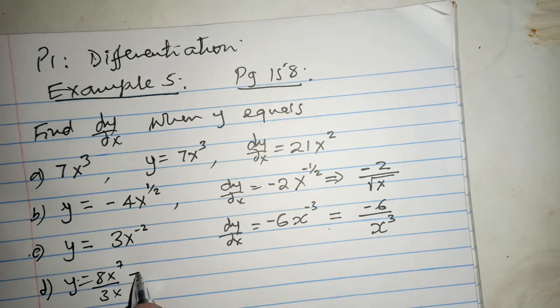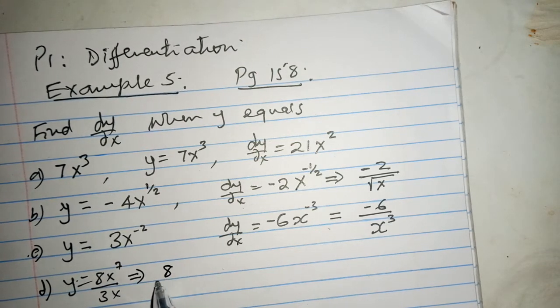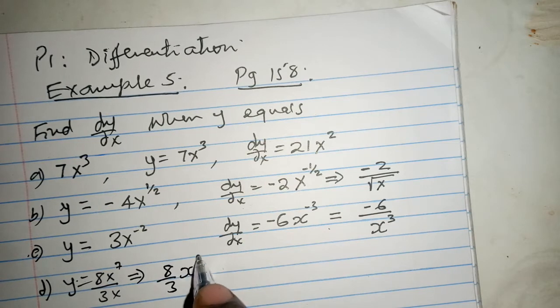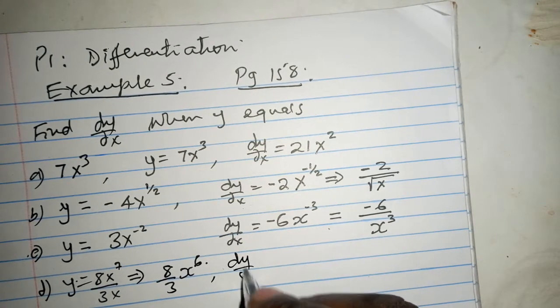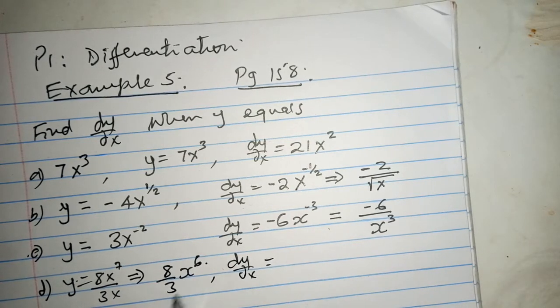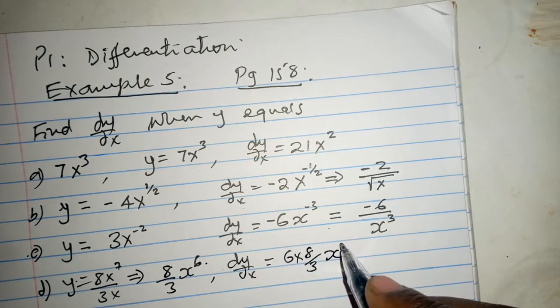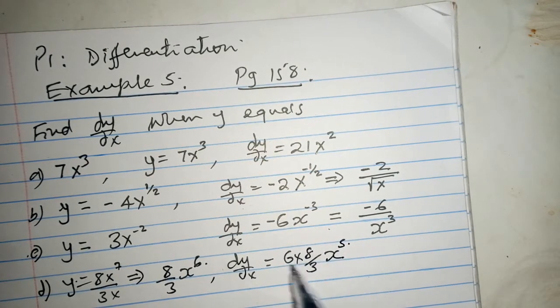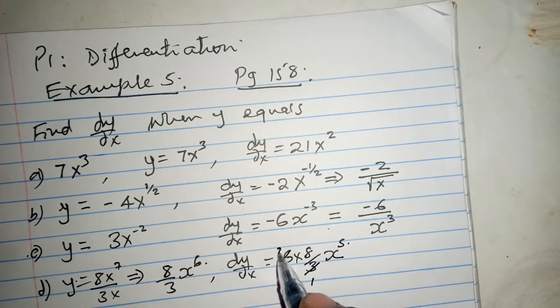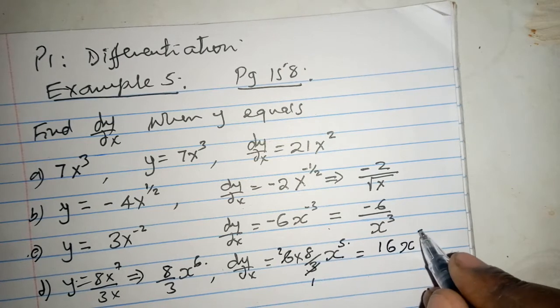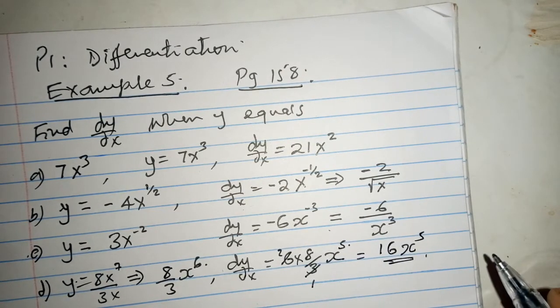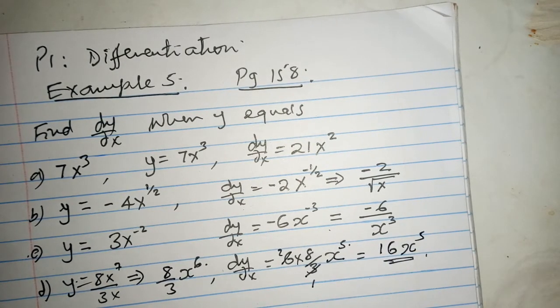So we can rewrite this one as 8 over 3 x power 6, and dy dx becomes 6 times 8 over 3, of course, with x raised to power 5. We simplify this, 3 into 6 is 2, and it ends up being 16x power 5, and that is just like it.